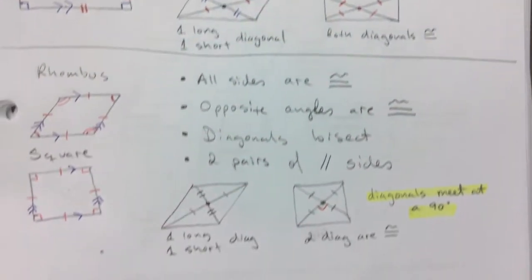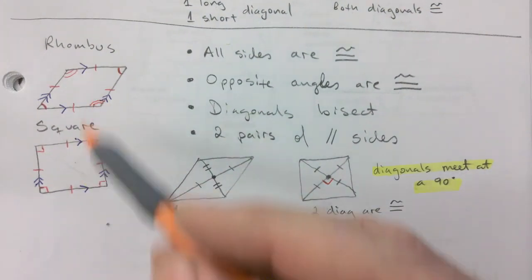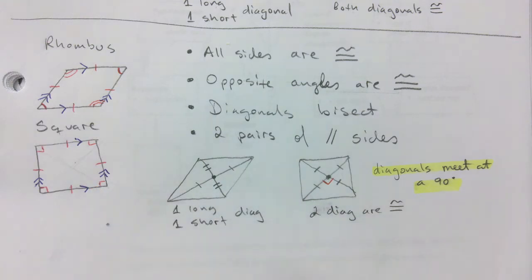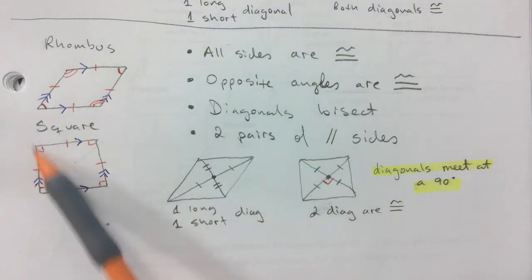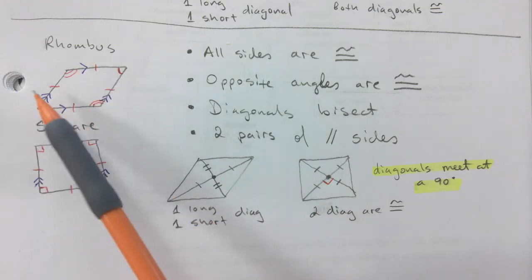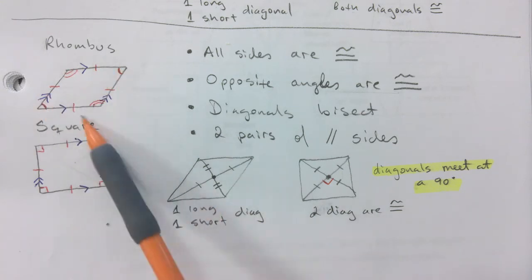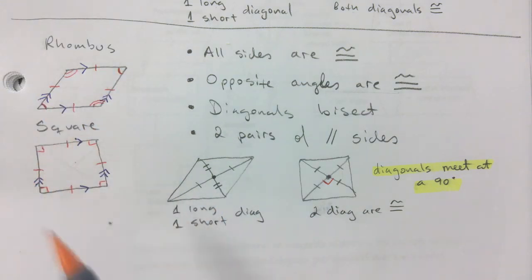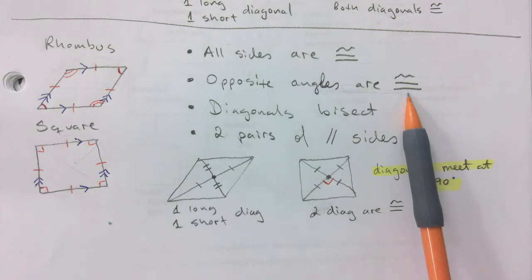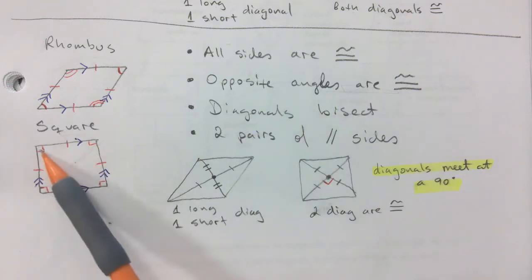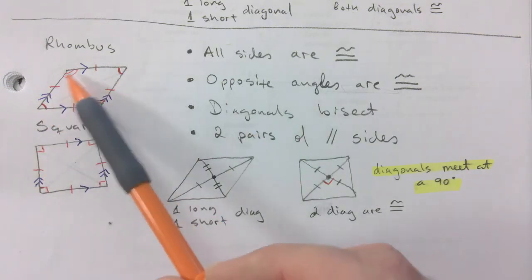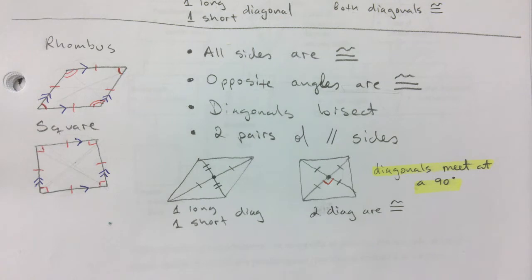Then we talked about the rhombus, and it's related to the square. And there's a lot of things that are similar. So all four sides are equal, right? Opposite angles are equal. So opposite means this way and this way, this way and this way. Diagonals bisect, which is the same as before. Two pairs of parallel sides.